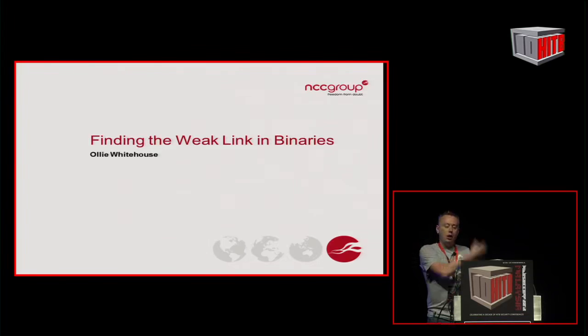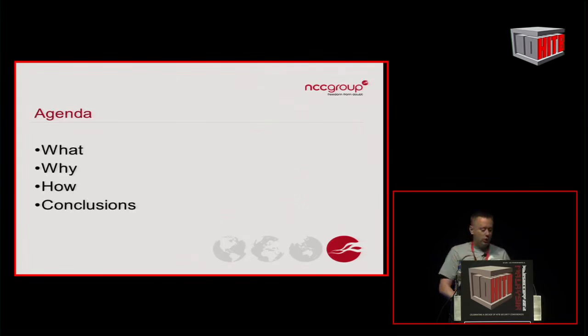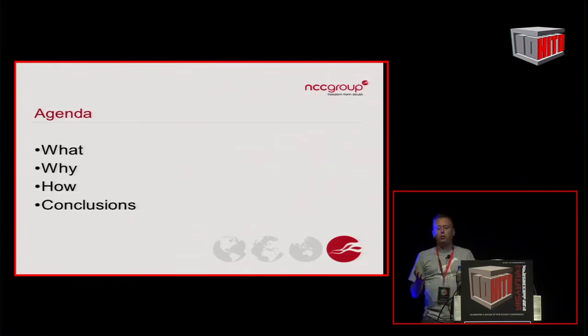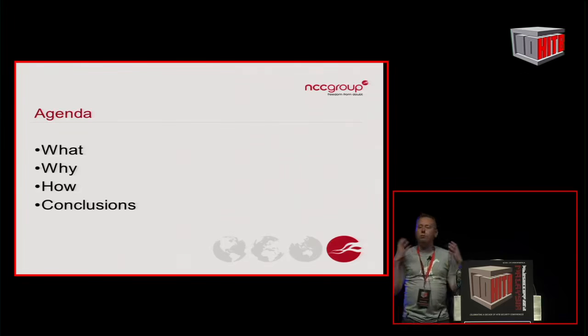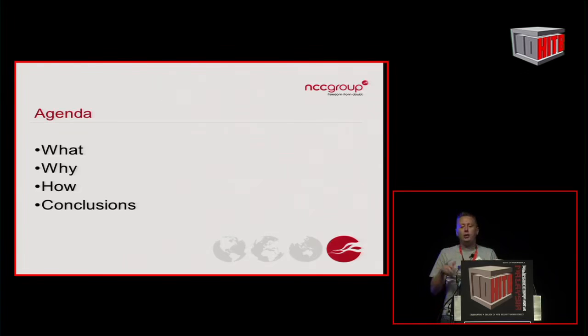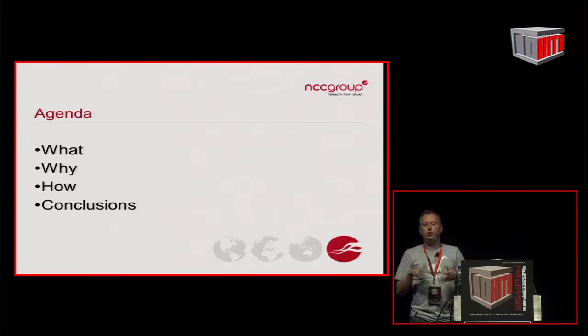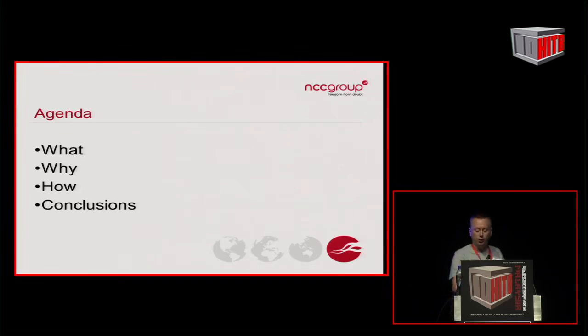The purpose of this presentation is to explain how the tool is built from the ground up. As you'll see at the end, it culminates in a utility or program which can be used by pretty much anyone to identify the weak links in binaries. To give you an idea of what we're going to cover: what we are looking for when we're looking for these weak links, why, and then how. I'm going to delve into how we go about detecting these deficiencies or the presence of these defensive mechanisms, and then some conclusions.